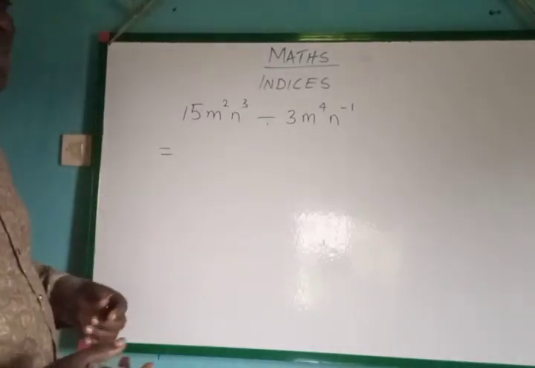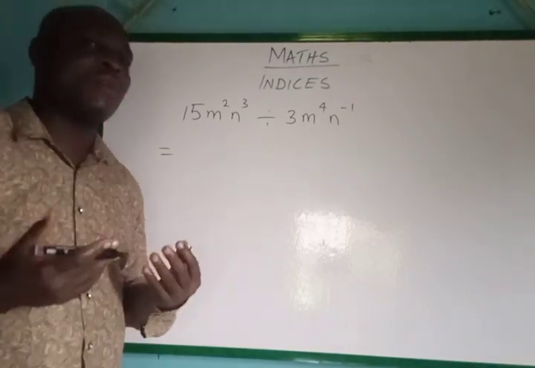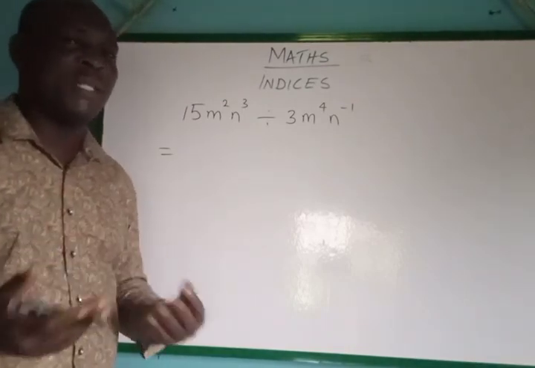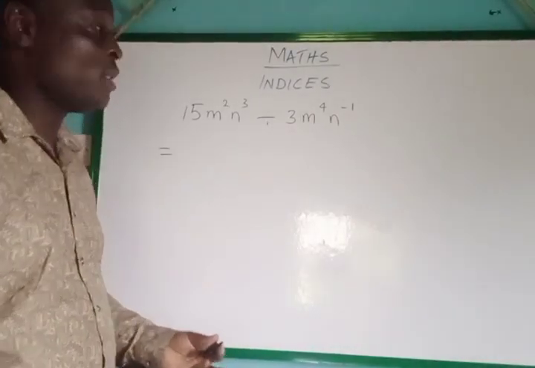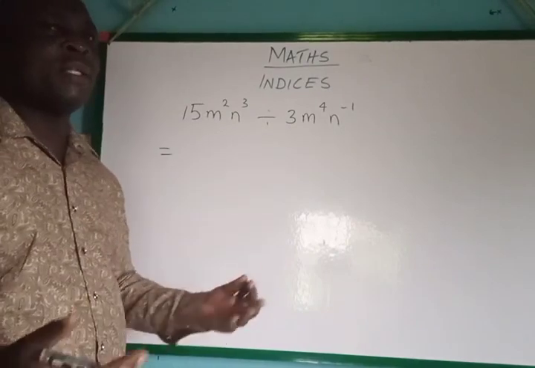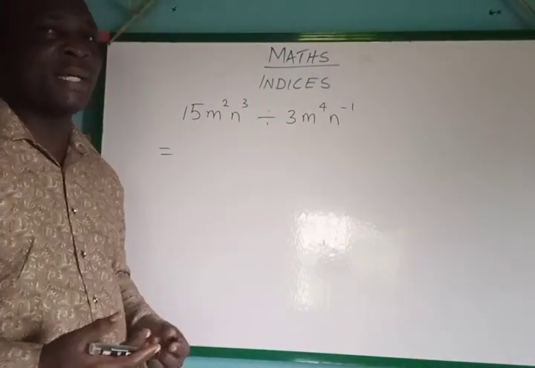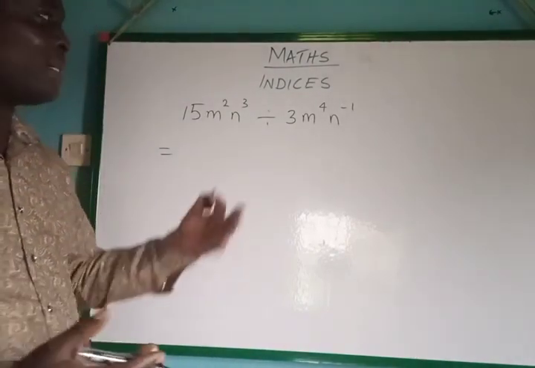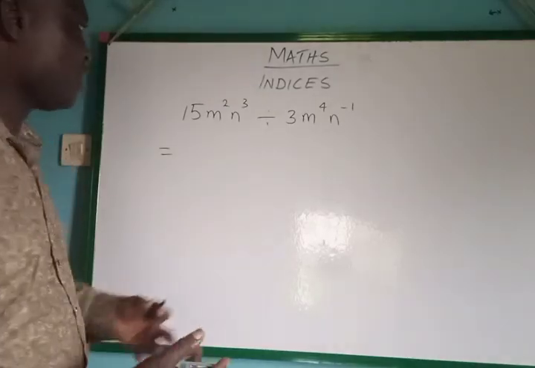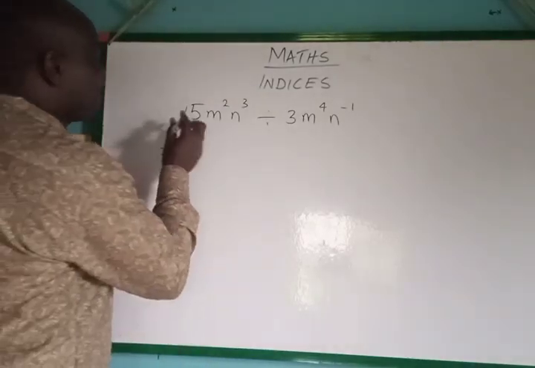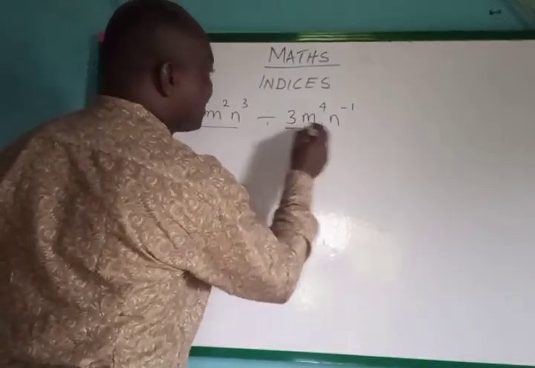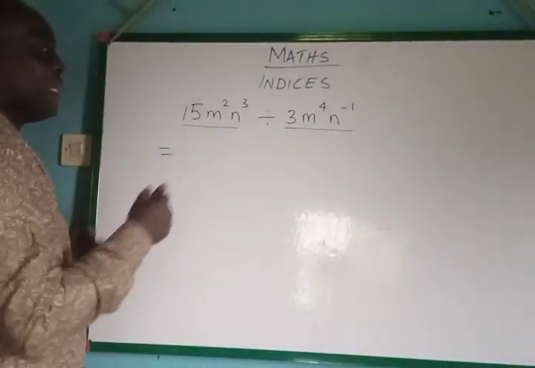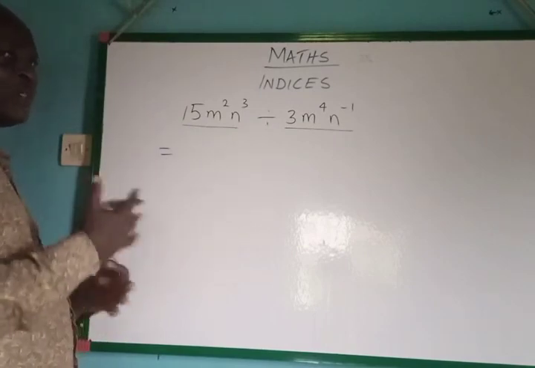But I will not do that, because if you already have an idea of the law of indices that has to do with multiplication, the product law, this will not require that. So let us go direct and try to solve these questions. Now look, you know that this part is the numerator of this expression and this is the denominator. So in that case, I can just bring the numbers together.